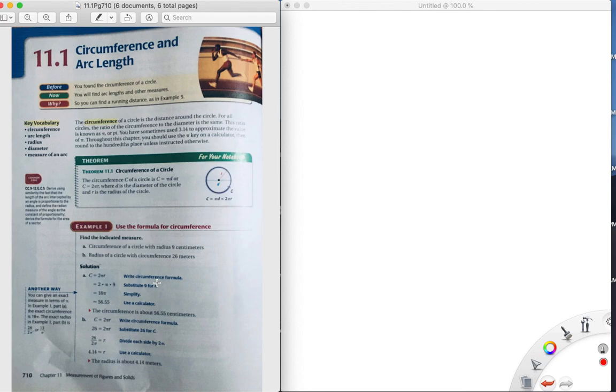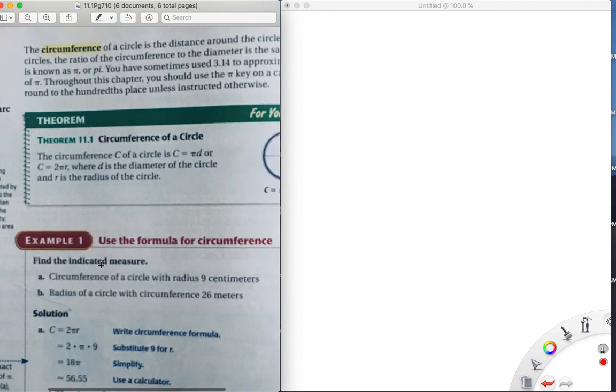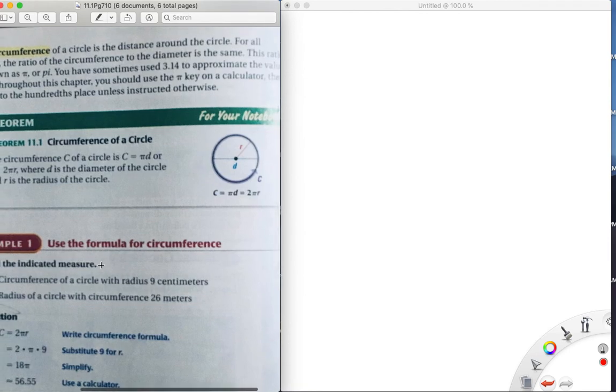Okay, guys. So this is chapter 11, section 1. It's going to be a relatively quick section. It's only two definitions, or two theorems rather, and the problems are pretty straightforward.